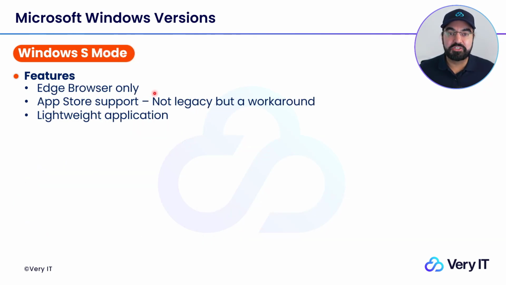Windows S Mode is a stripped down version of the Microsoft Windows operating system. It only allows you to use the apps within the Microsoft Store. That being said, if there are any legacy applications that are outside of it, you may have difficulty in accessing that. That being said, there is a workaround to actually access them. But once you've switched off Windows S Mode, you won't be able to switch it back on, and you can only use the Microsoft Edge browser.